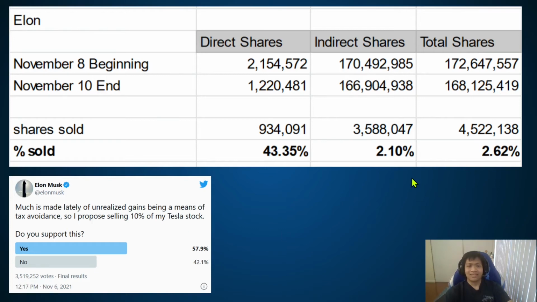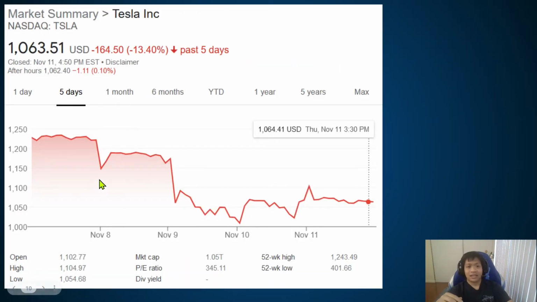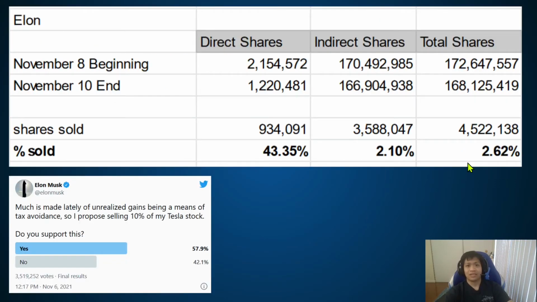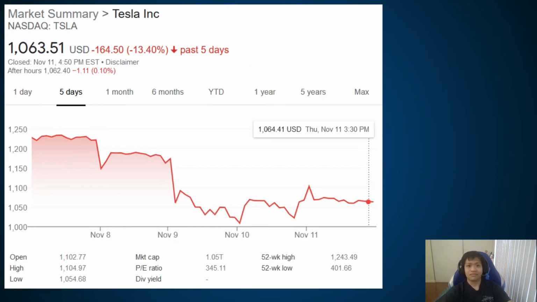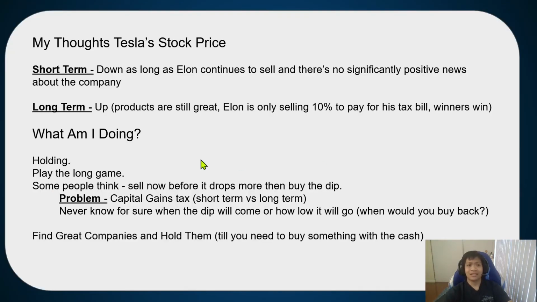So from this selling, as you can see, like the 8th through the 10th, and then this is also the 11th. This is when I'm filming the video. It seems to be going down, and I'm assuming that's because Elon was selling his shares at that time. He sold only 2.62%. Now, if he does decide to continue with his selling throughout this week, I'm not sure when he's planning to sell the rest of his stock, but if he does continue to sell at this pace, I'm guessing that it's going to go down in the short term.